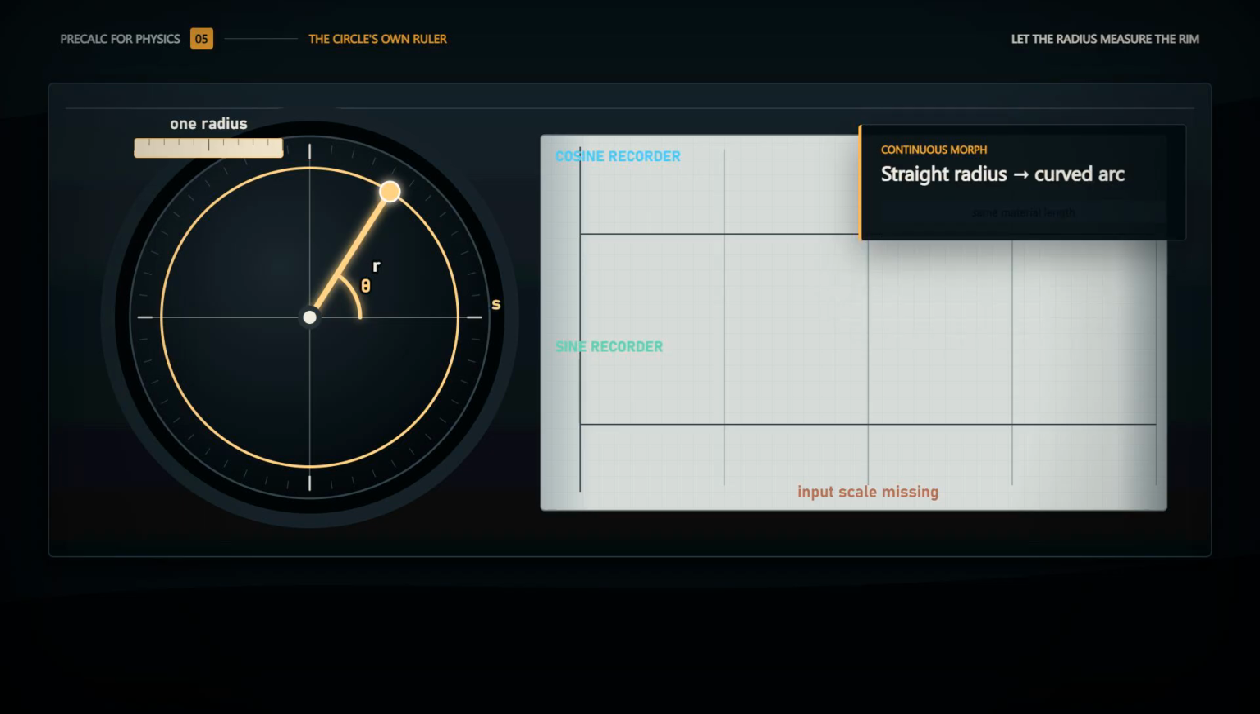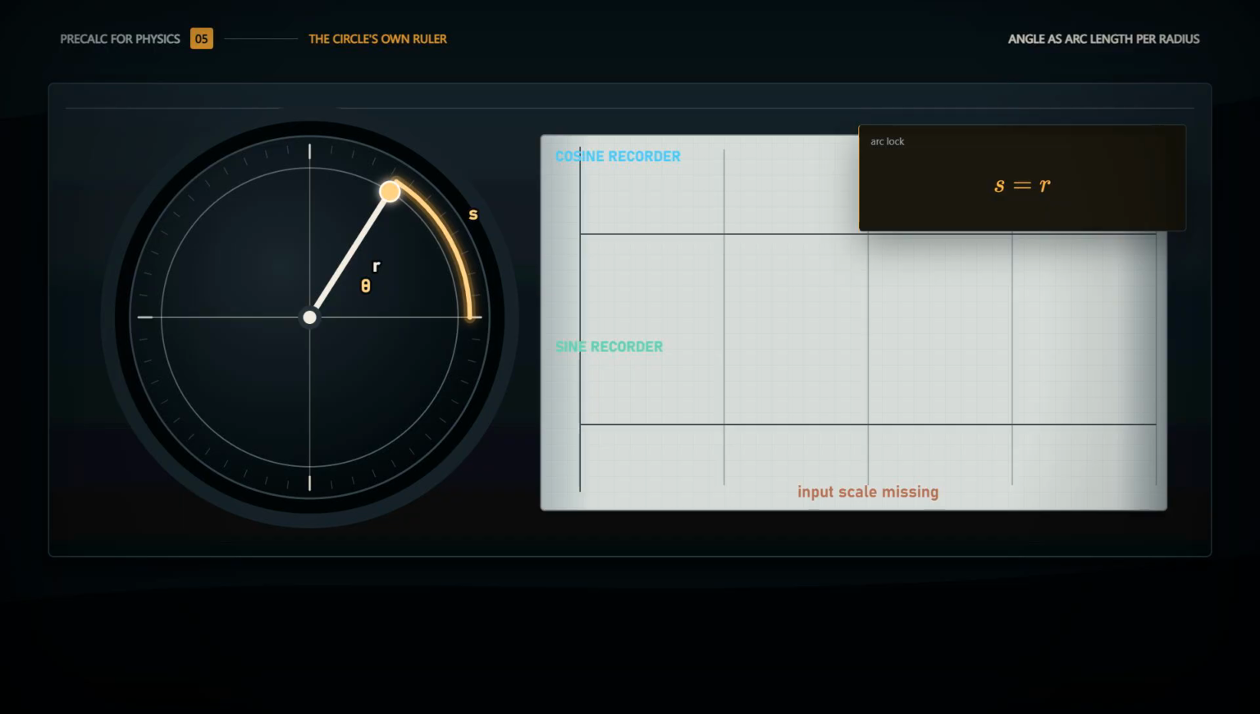Keep every point of this ribbon visible as it bends onto the circle. Its starting end stays on the positive horizontal ray. Its far end slides along the rim until one full radius of arc has been covered. Now the arc length, S, equals the radius, R.